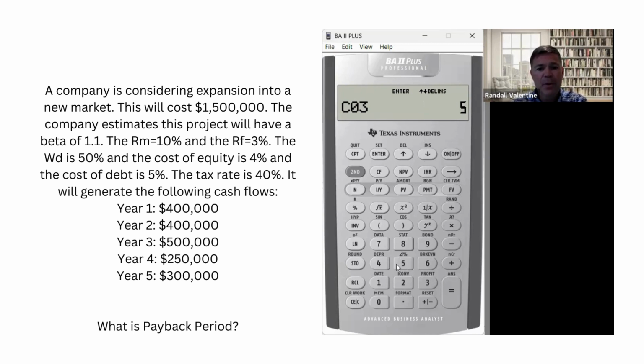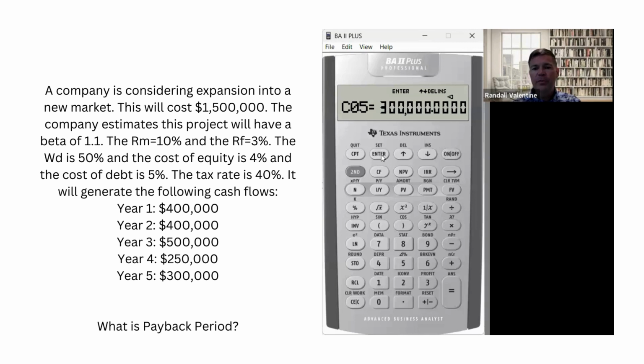C03 is 500,000. So I hit 500,000, then I hit enter, and then the down arrow. Again, F03, we're not changing. So we hit the down arrow again, go to C04. C04, the cash flow in year 4, is 250,000. So we enter in 250,000, enter, down arrow, down arrow. C05 is 300,000. So I enter in 300,000, and then I hit enter, and I stop after I hit enter because I'm all done entering in the cash flows at that point.